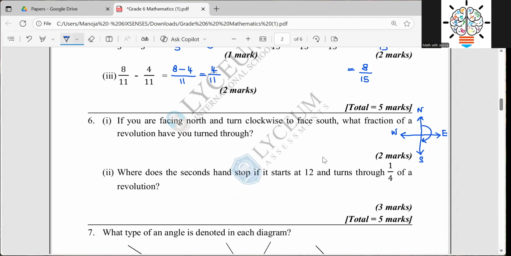So then what fraction of a revolution have you turned? You know that the full turn will be 1 revolution. Here it is half a revolution, right?